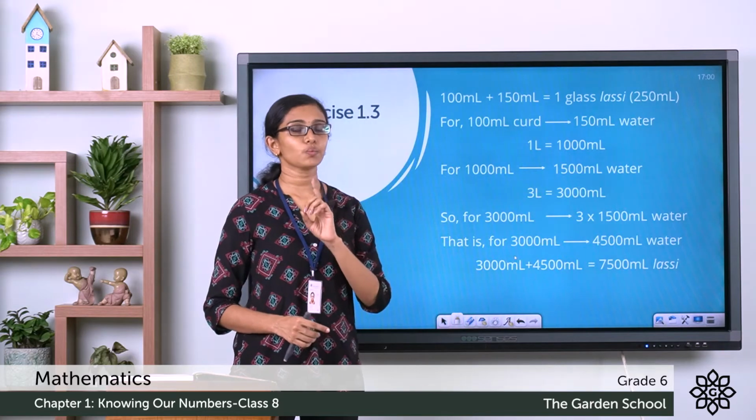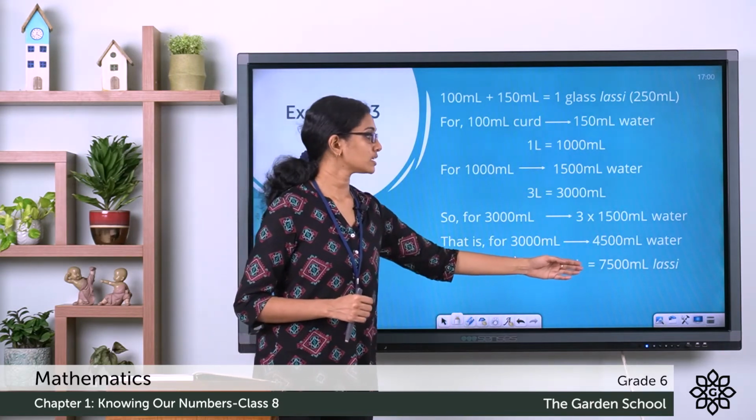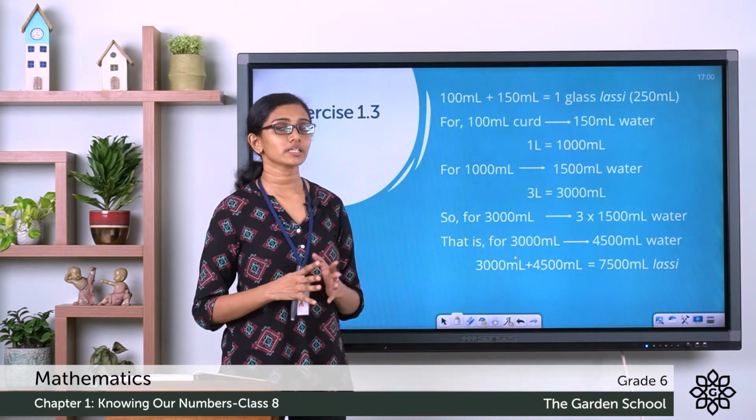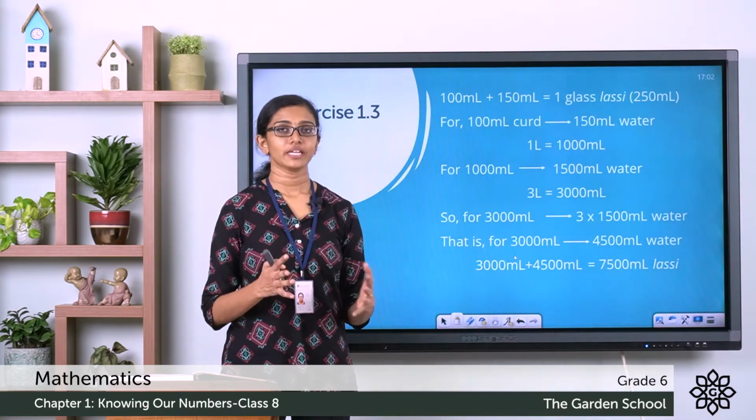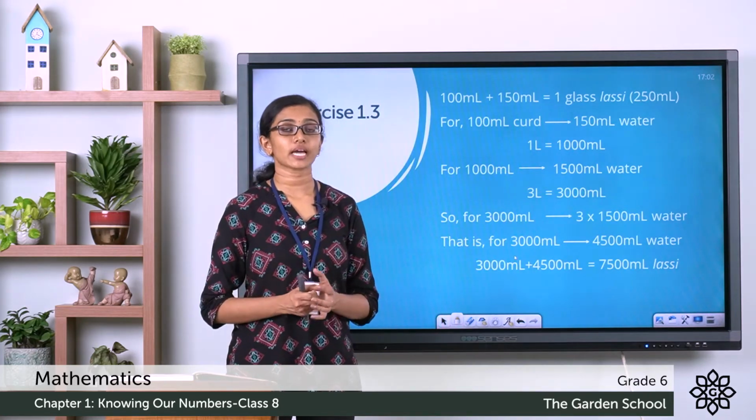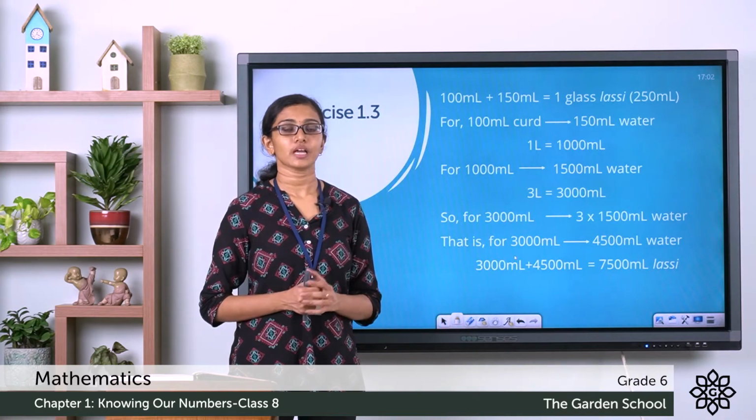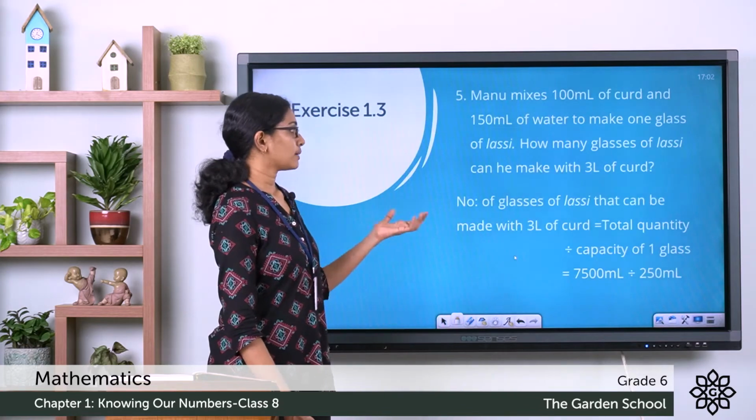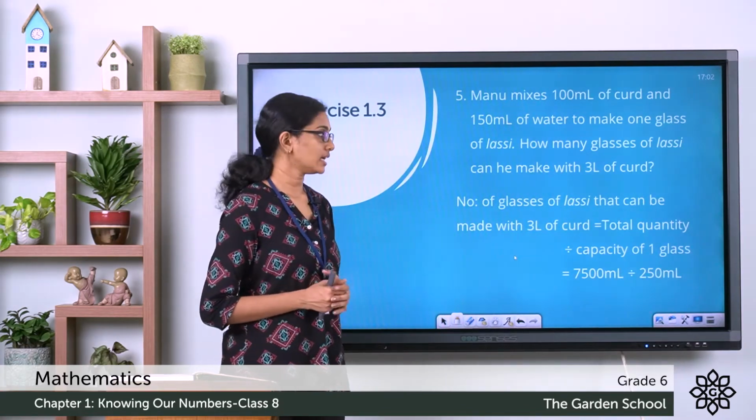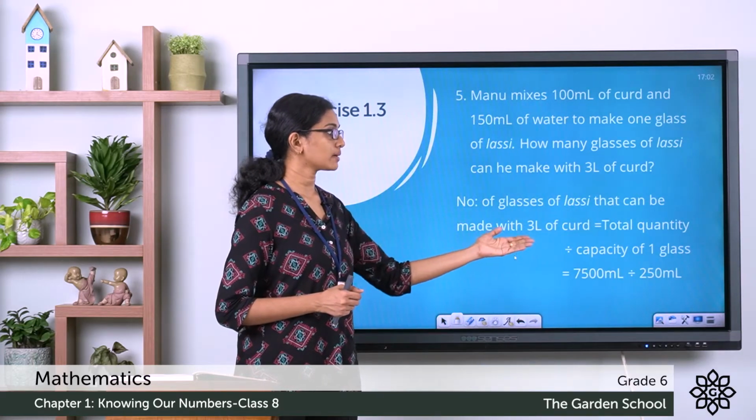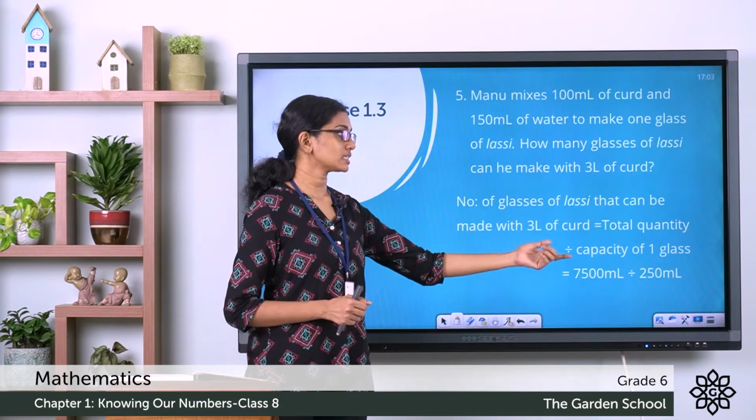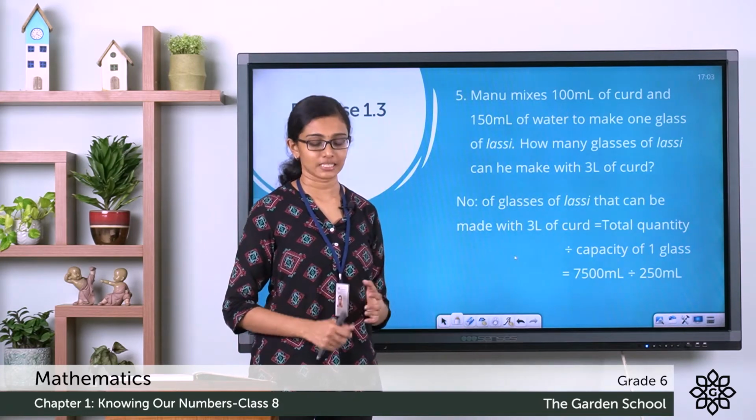We know the capacity of 1 glass and we know the total quantity of lassi. Then how can we find out the number of glasses required? So we need to divide the total quantity by the quantity which can be taken in 1 glass. Let's see how. The number of glasses of lassi that can be made with 3 liters of curd is equal to the total quantity divided by the capacity of 1 glass. It is 7500 milliliter divided by 250 milliliter.